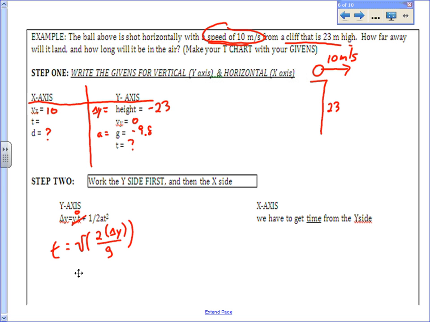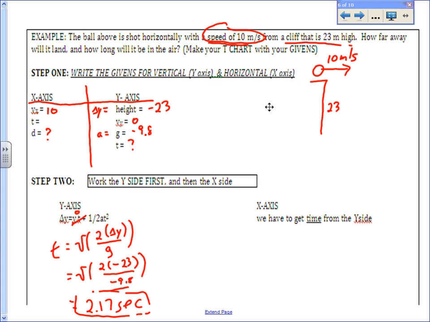And this is a formula that we worked with when we did free fall, so it should be fairly easy for us to remember how to do it. Plug your numbers in. 2 times negative 23 divided by negative 9.8. And then you'll get your answer, which I have somewhere. And that is 2.17 seconds that it's in the air. So it's in the air for 2.17 seconds.